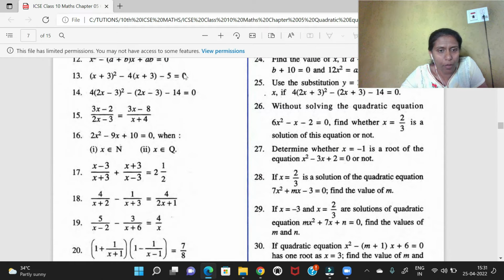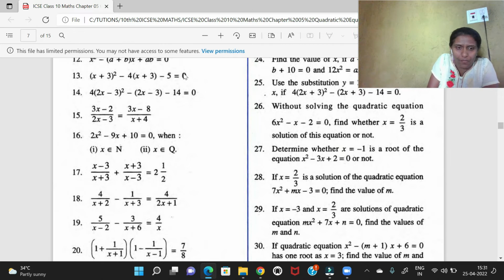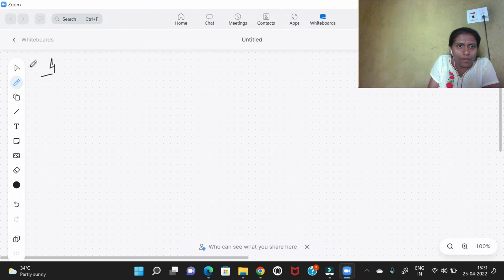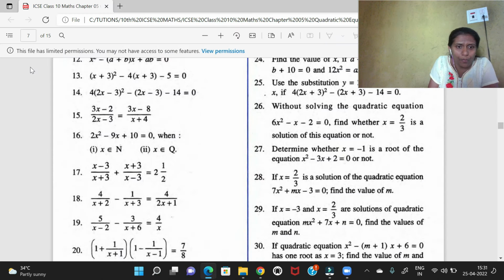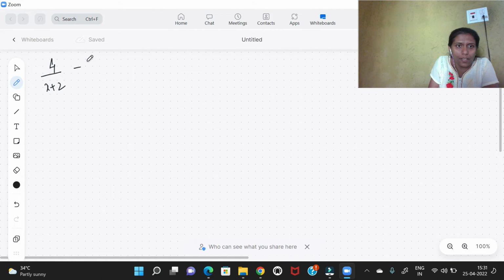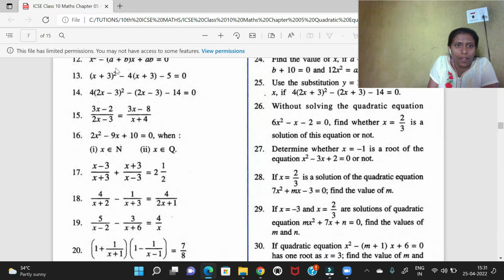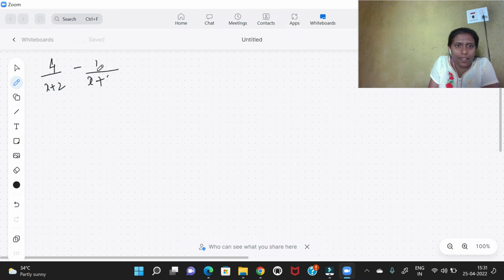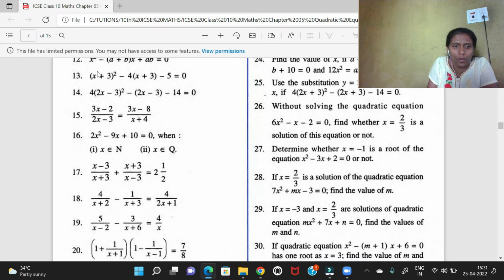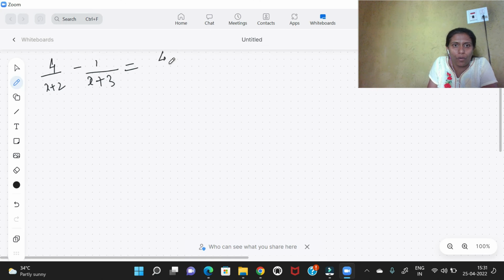Let me go for the 18th one here. So it gives me 4 by x plus 2 minus 1 by x plus 3 is equal to, yes, it is 4 by 2x plus 1. Yes, 2x plus 1. Got it?